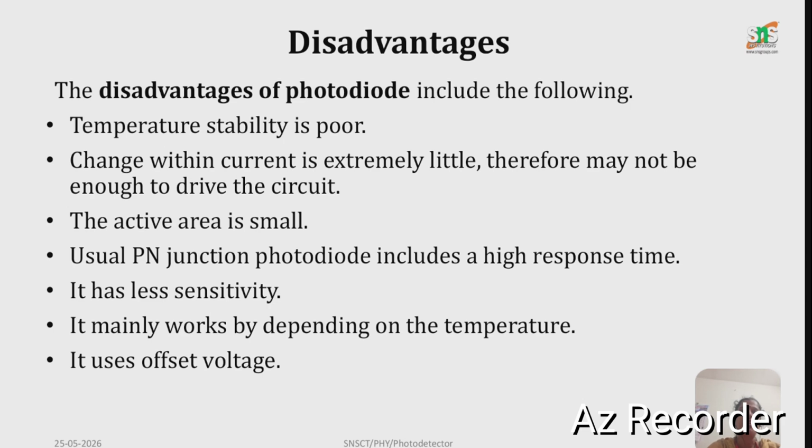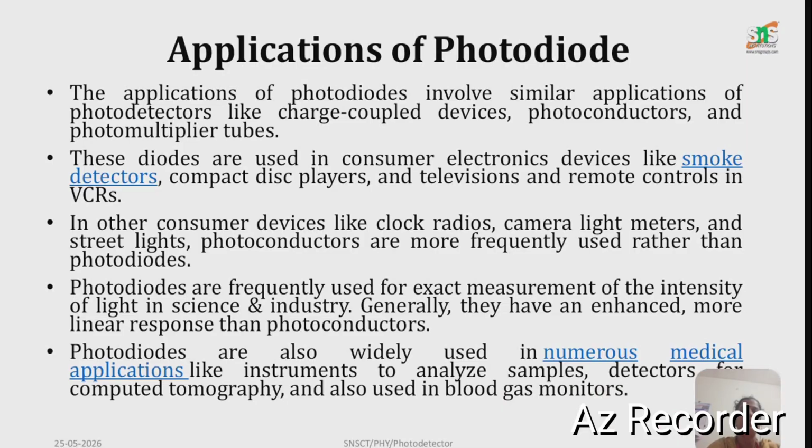The disadvantages are that temperature stability is poor, and the change in current is extremely small, therefore it may not be enough to drive the circuit. The active area is small. The usual PN junction photodiode has a high response time. It has less sensitivity. It mainly works depending on temperature. It uses offset voltage. So here we can see some of the applications of photodiodes.